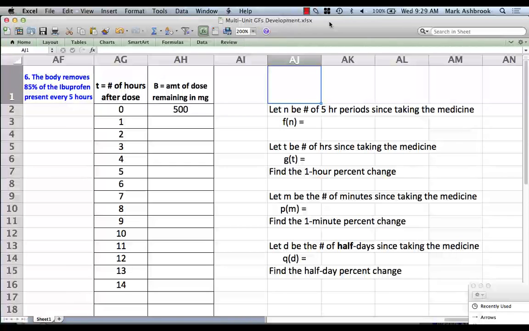So in addition to the problems I have, A and B, this is what I want you to do. T is the number of hours. Let N be the number of 5 hour periods, and write the function for N. And then I've got some others here. T is the number of hours, like we said. Write that function and find the 1 hour percent change. M is the number of minutes. Find the 1 minute percent change. And then D is the number of half days. Find the half day percent change.